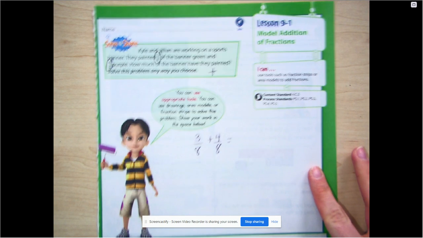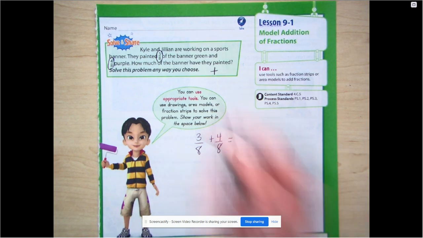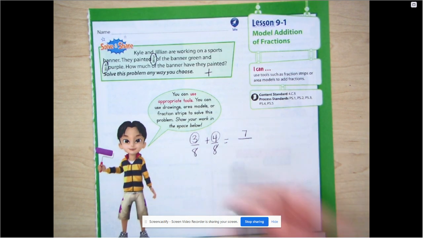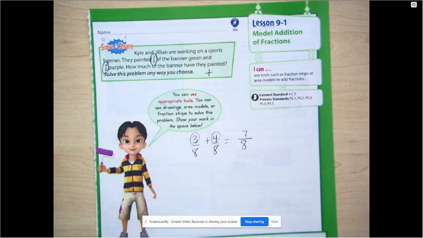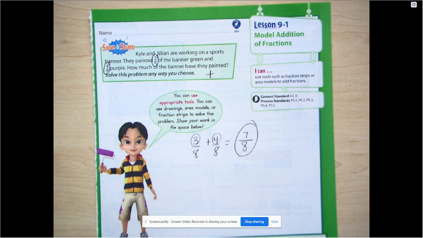When we add fractions, this is important for today, we only change the numerator. We've already learned that the denominator always stays the same. So 3/8 plus 4/8, I'm going to add my numerators to get 7, and my denominator will always stay the same. So 3/8 plus 4/8 equals 7/8. And that's all we're doing today. Let's look at it a little bit more closely.